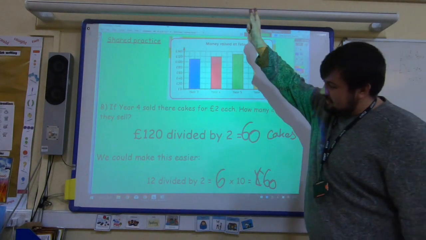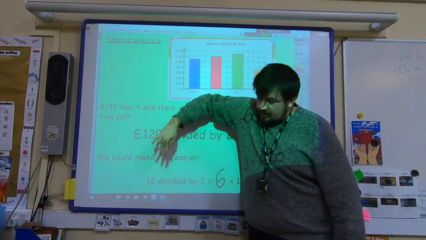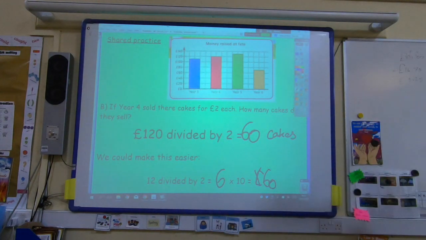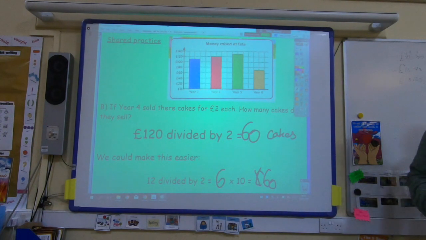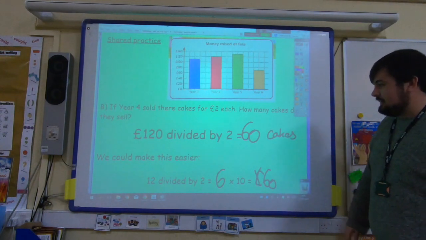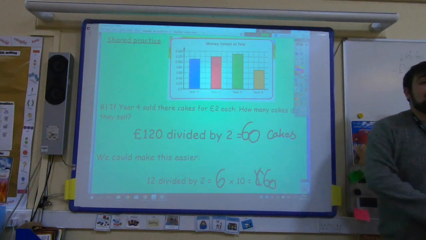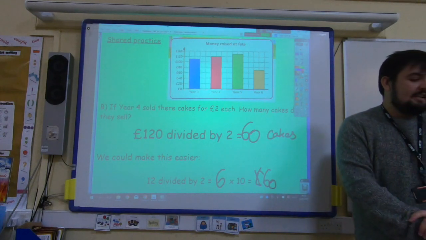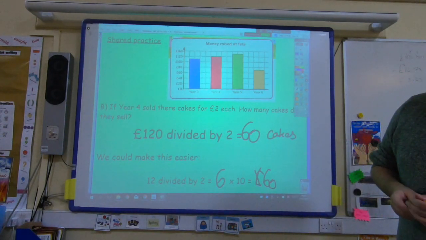We can cover up that 0. I can do 12 divided by 2. Well, that's easier. I know my 12 times table quite easily. I know my 60s as well. That will help me. So it's 60 cakes. They sold 60 cakes.